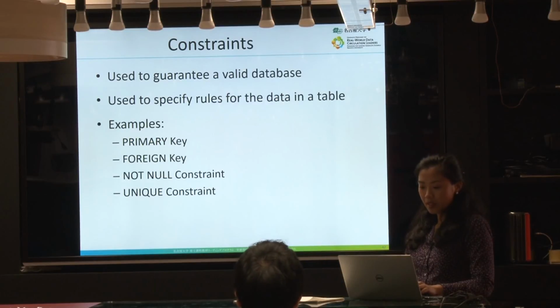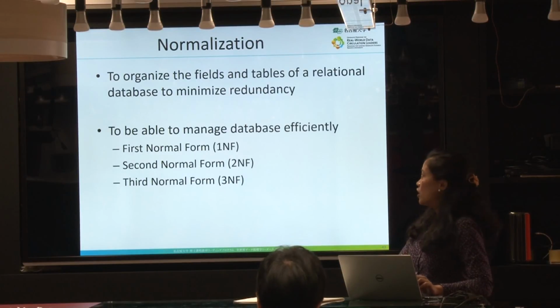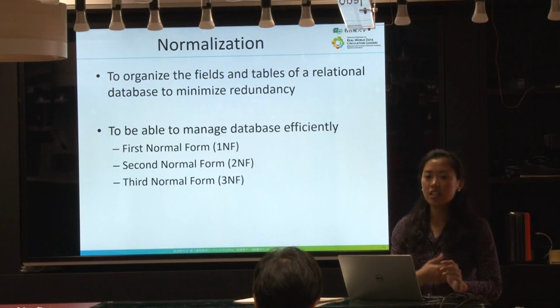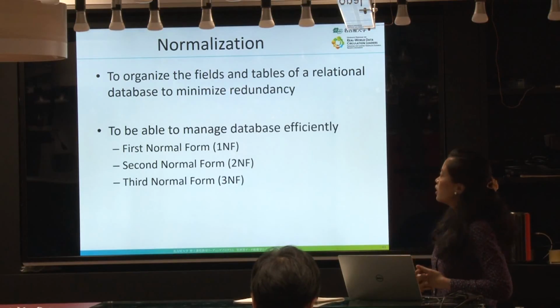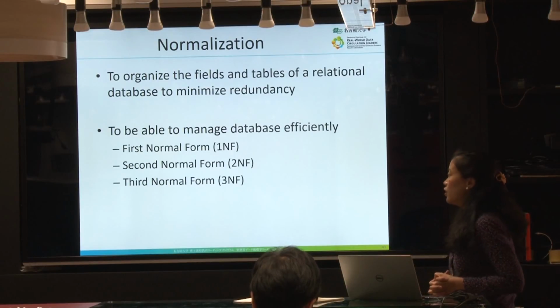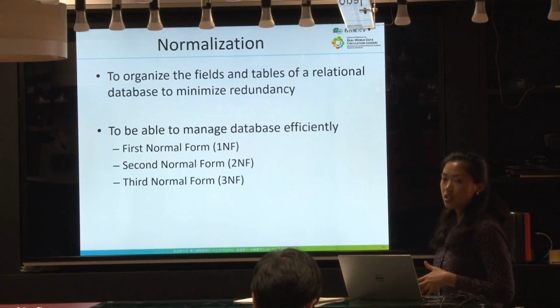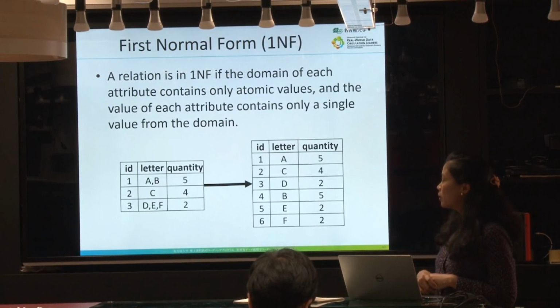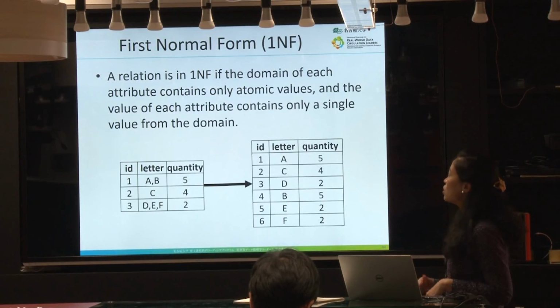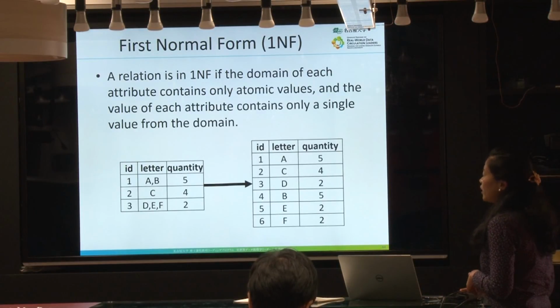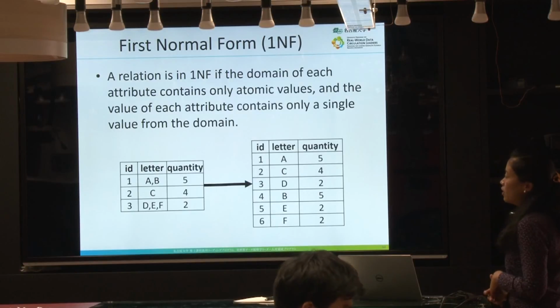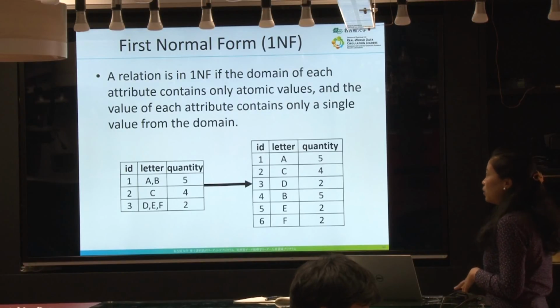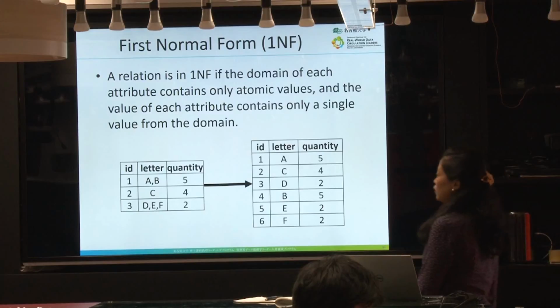Second is normalization. Sometimes there is redundancy in creating your database, so we have to manage your database efficiently. For this session, we'll focus on first normal form, second normal form, and third normal form. First is the first normal form. A relation is in first normal form if the domain of each attribute contains only atomic values, and the value of each attribute contains only a single value from that domain.